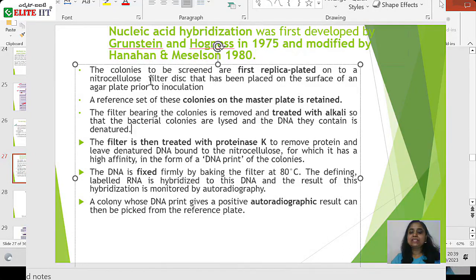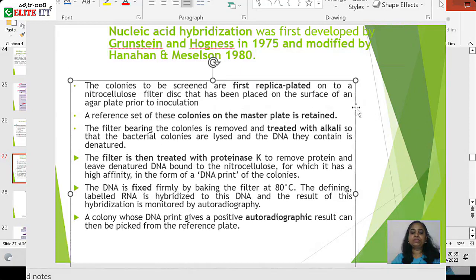Now in this case, what is happening? Colonies can be screened by the replica plating. I told you about the replica plating process. The colonies to be screened are first replica plated onto a nitrocellulose filter disc that has been placed on the surface of an agar plate. And in that case, you should have one reference set in order to compare two plates. Therefore, it is known as the replica plate. Now, colonies on the master plate are retained. So this is only given about the replica plating.